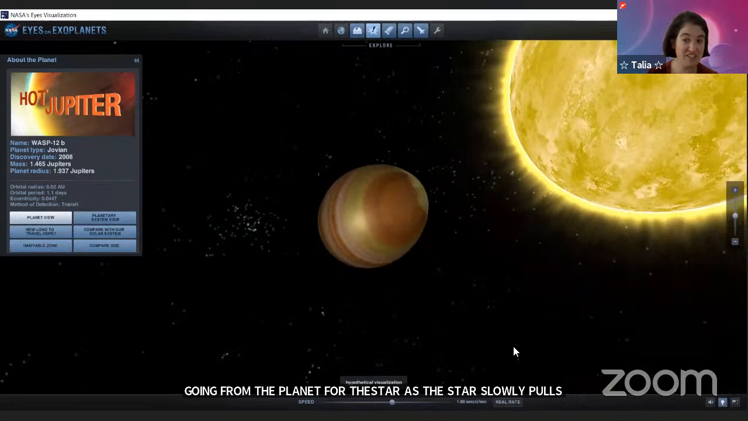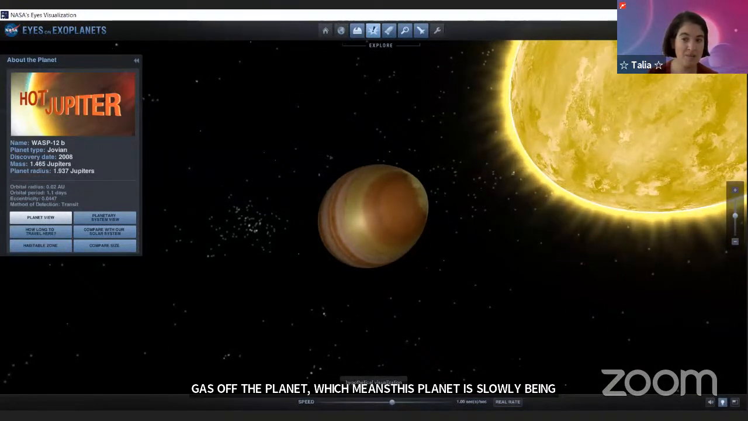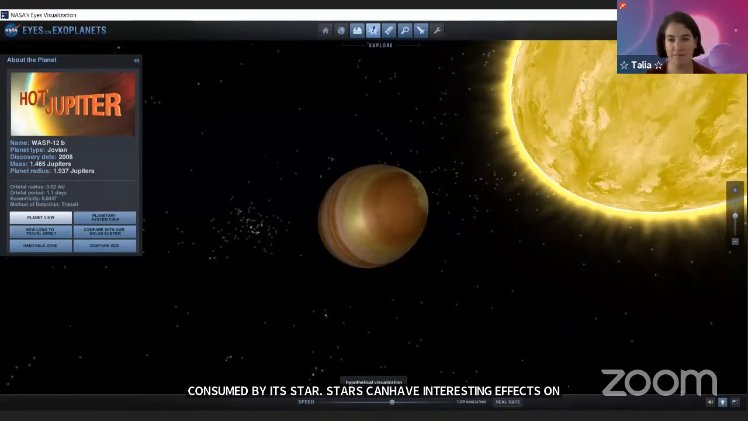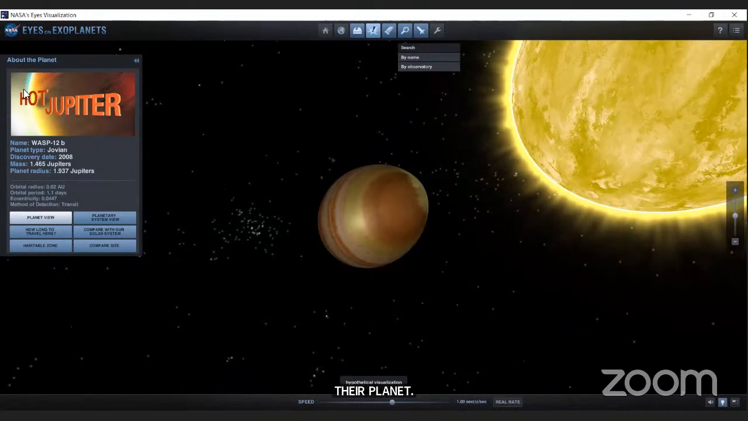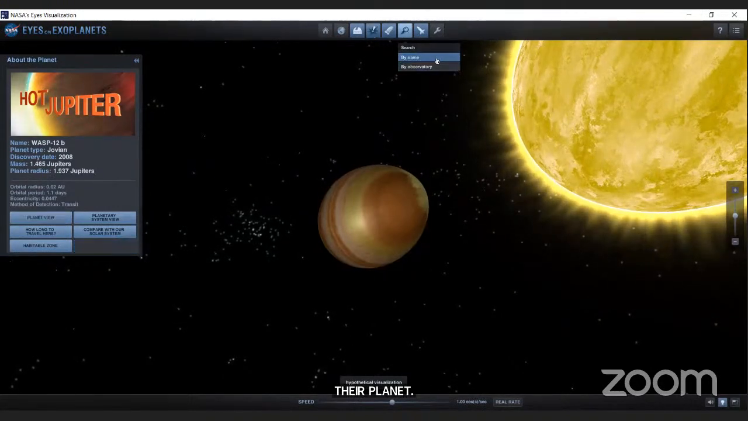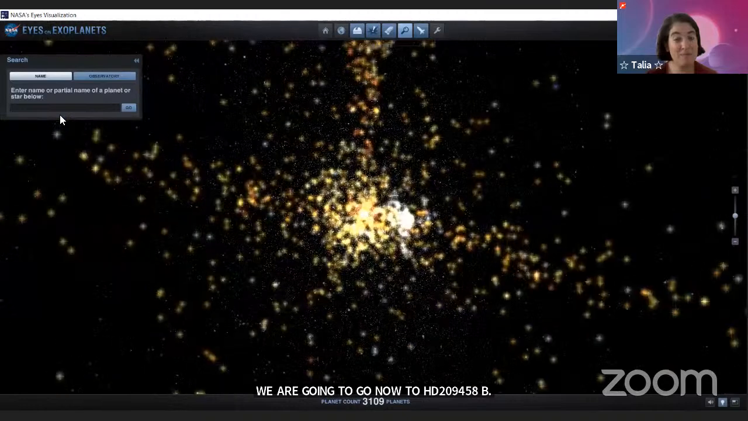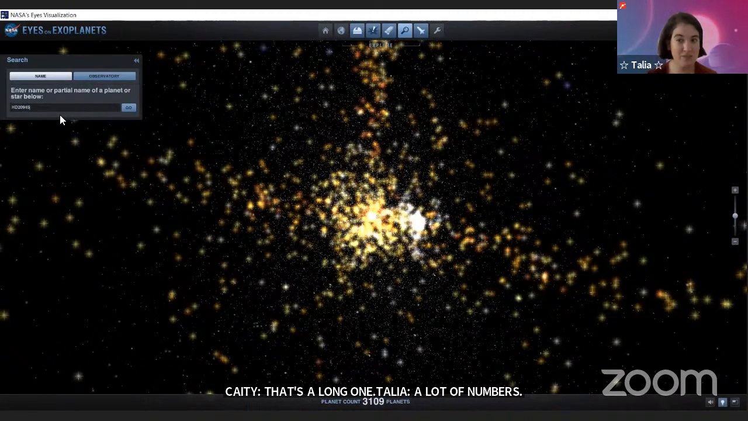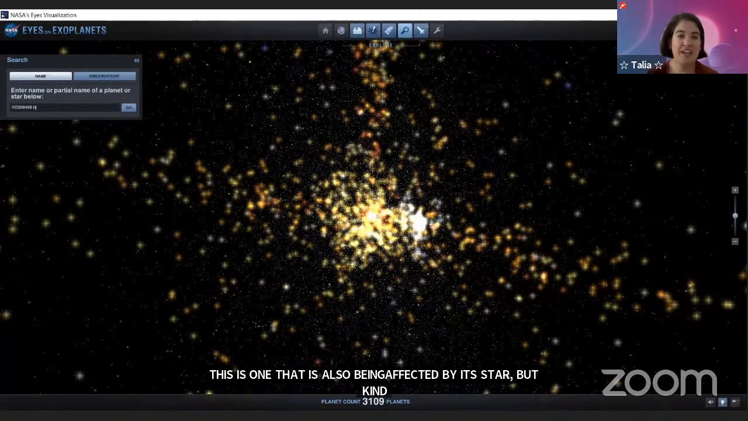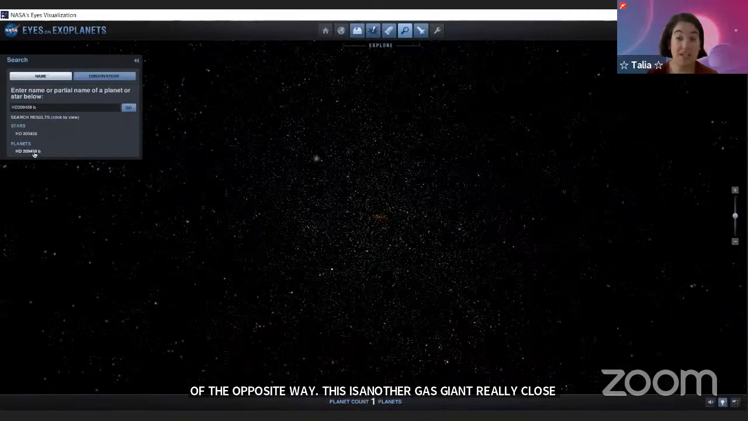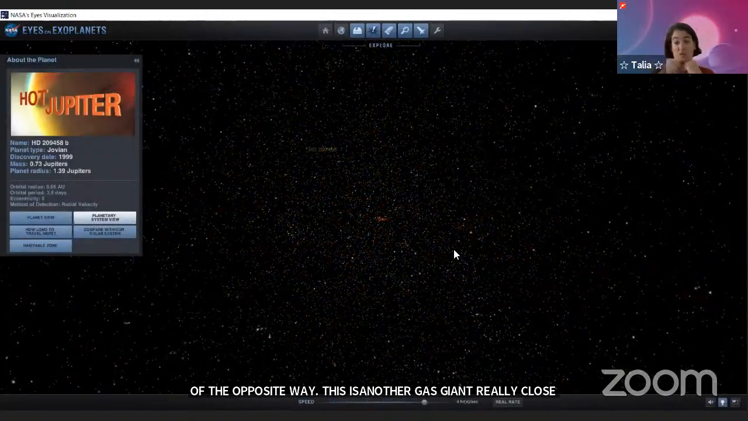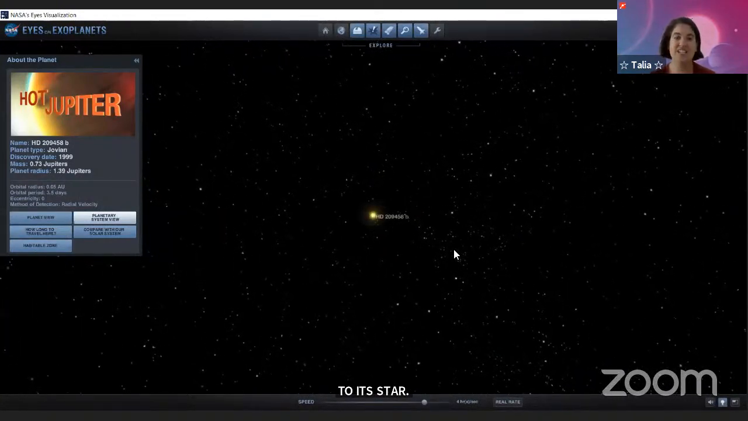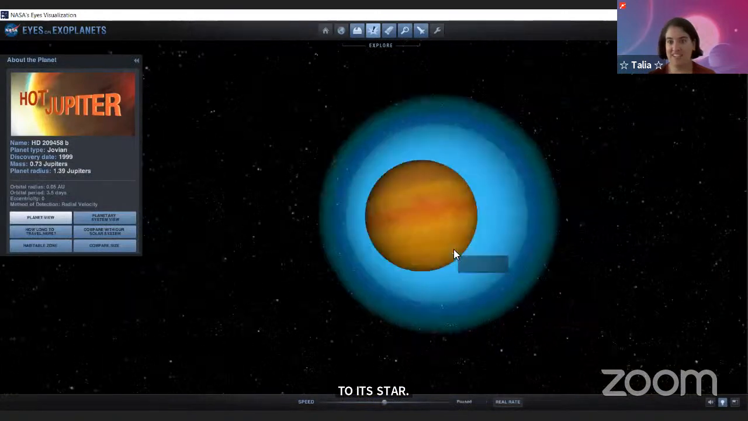So stars can have interesting effects on their planet, but we're going to go now to one. Katie, take us to HD 209458b. Oh boy, that's a long one. A lot of numbers. This is one that is also being affected by its star, but kind of the opposite way. This is another gas giant really close to its star. But whereas WASP 12b is slowly having its gas pulled in and consumed by the star, a different thing is happening in this system.